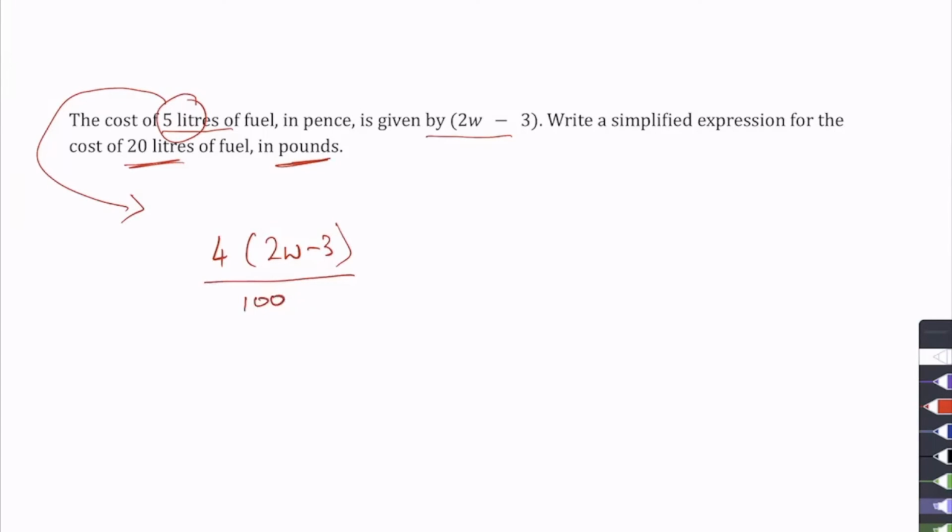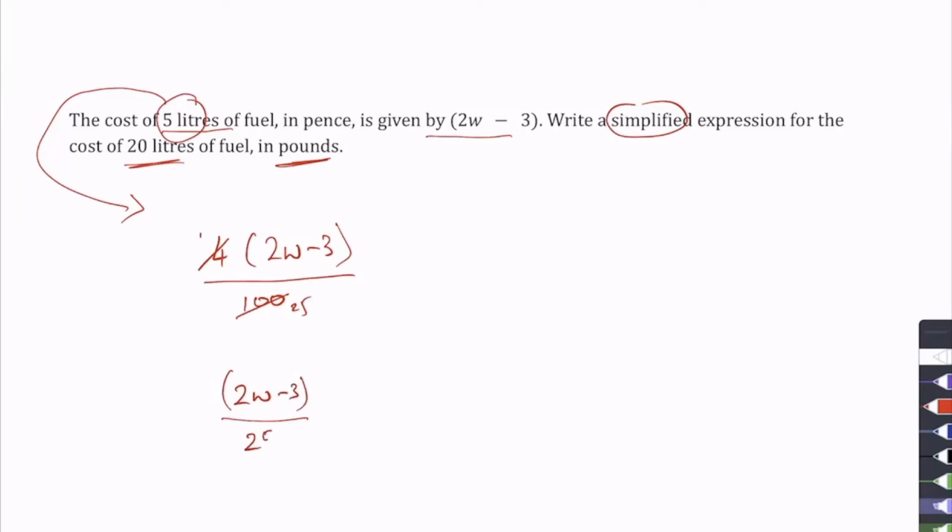But we can't leave it like this because it says we need to write a simplified expression. So we can simplify the fraction that we have here. 4s into 4 go 1, and 4s into 100 go 25. So we don't have to write the 1, so we can leave this as 2W minus 3 in the brackets, all over 25.